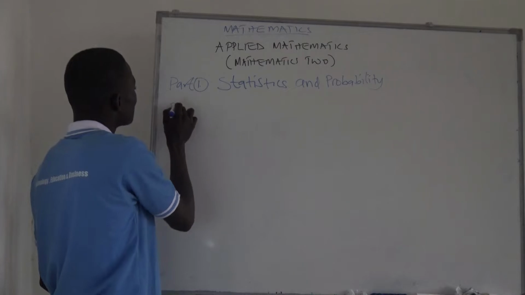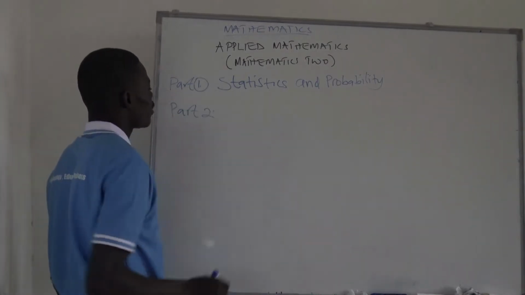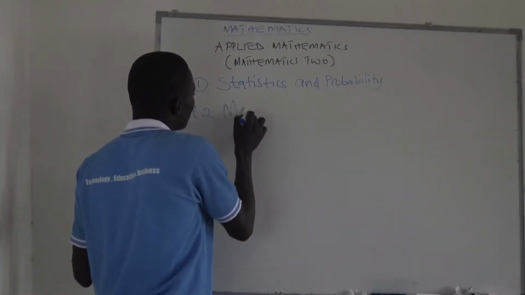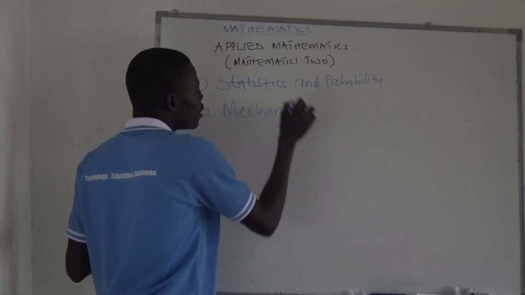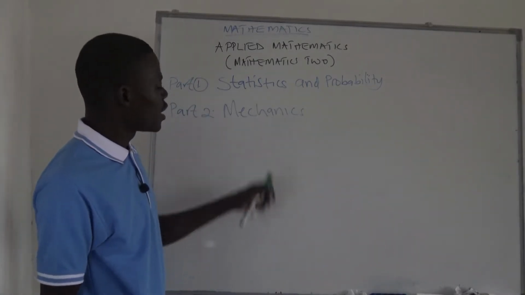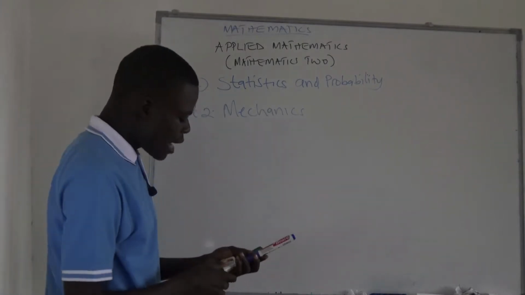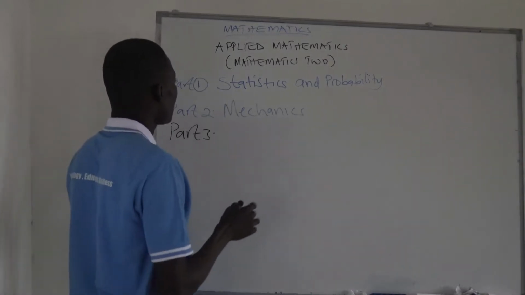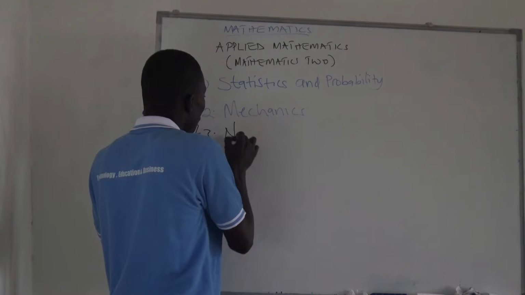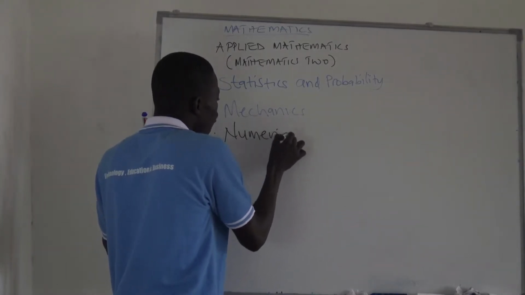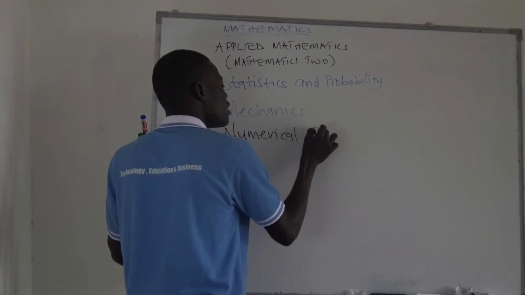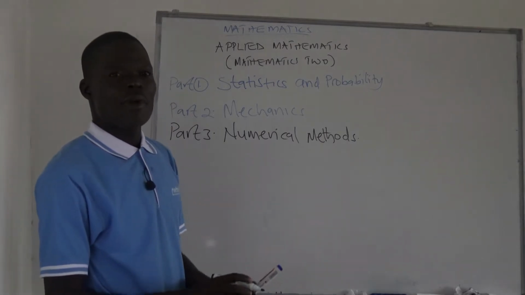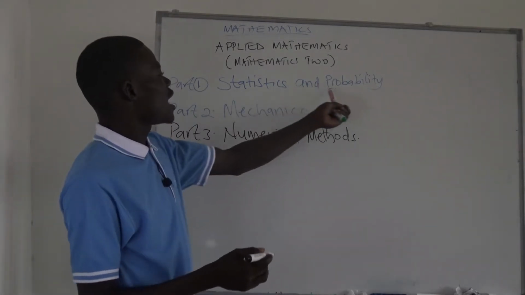Part 1, and then the second part, part 2, is called mechanics. This is the second part. And then the third part, part 3 of Mathematics 2, is called numerical methods. We have various topics under statistics and probability.